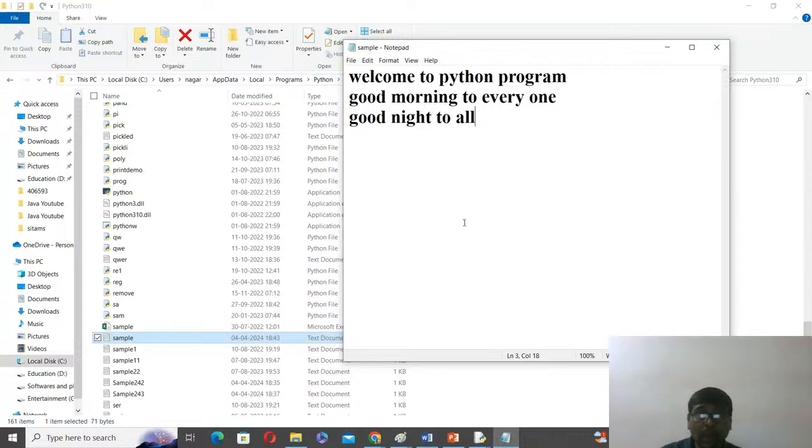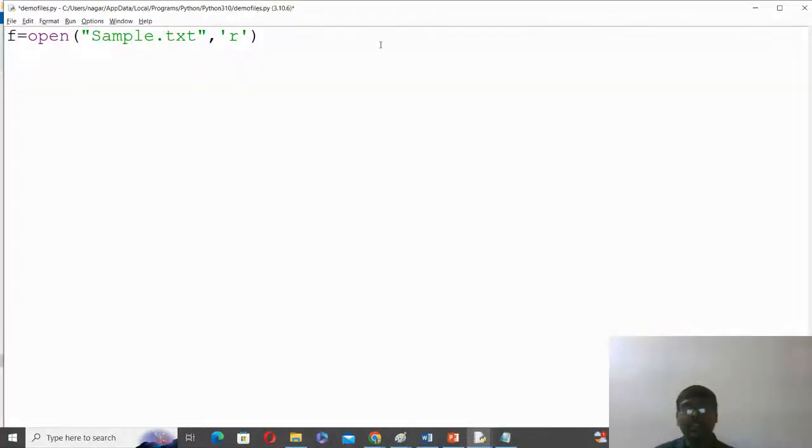Now understand. How many number of lines? Three lines are there. How many number of characters? Simply you need to count all the characters. How many number of words? 1, 2, 3, 4, 5, 6, 7, 8, 9, 10, 11, 12, 13. How do you get that information? I am reading the information.